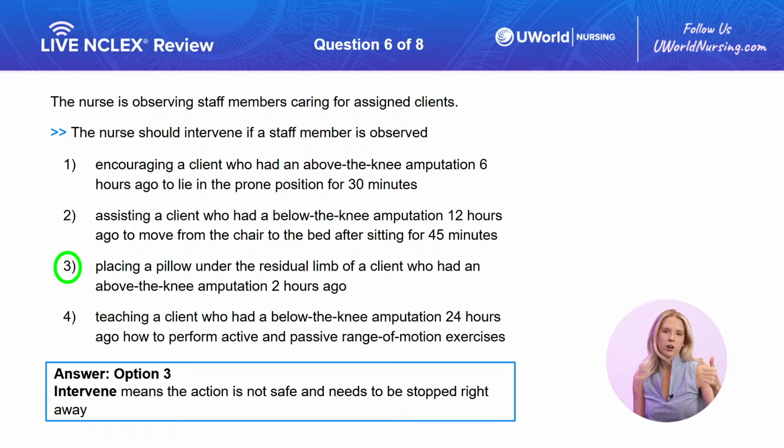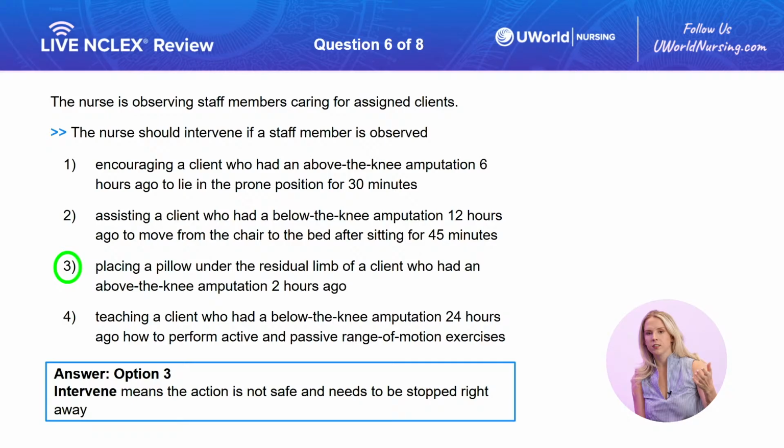So like elevating it on a pillow, sitting in a chair where the legs are elevated a little bit for greater than 1 hour. That's going to increase the risk of these contractures. So option number 3 requires intervention because that increases our risk of contracture. 1, 2, and 4 do not require follow-up.